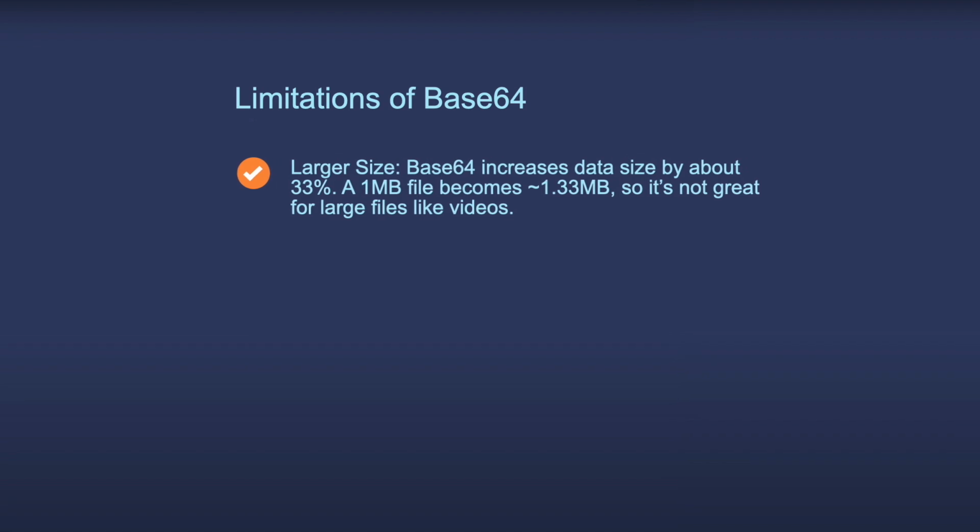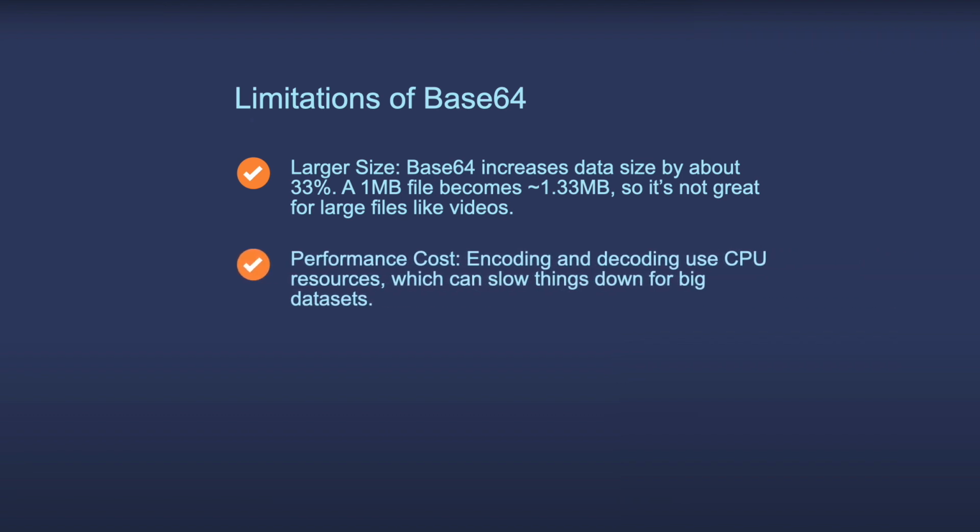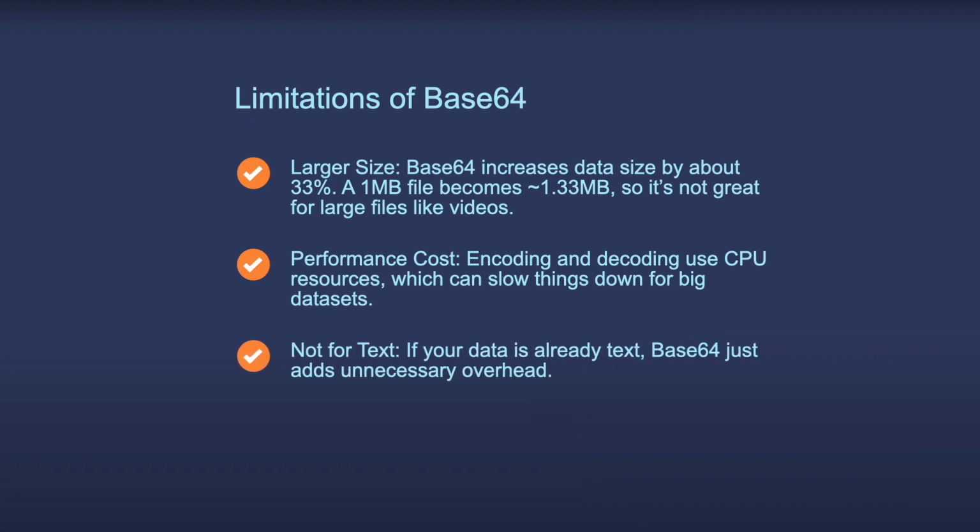Here are the limitations. Larger size: Base64 increases data size by about 33%. A 1 megabyte file becomes 1.33 megabytes, so it's not great for large files like videos. Performance cost: encoding and decoding use CPU resources, which can slow things down for big data sets. Not for text: if your data is already text, Base64 just adds unnecessary overhead.